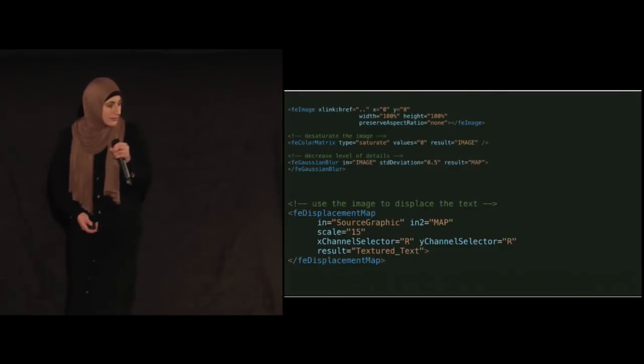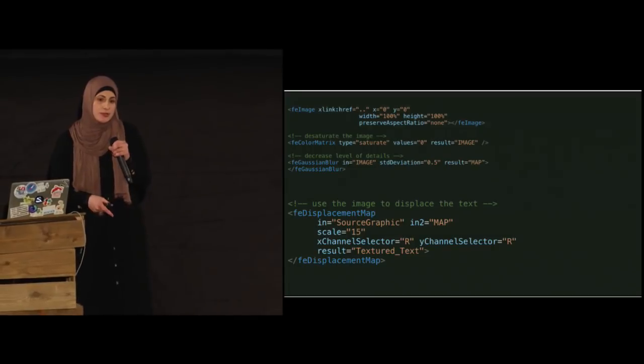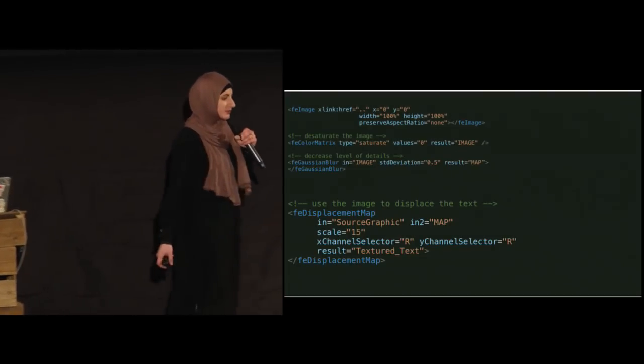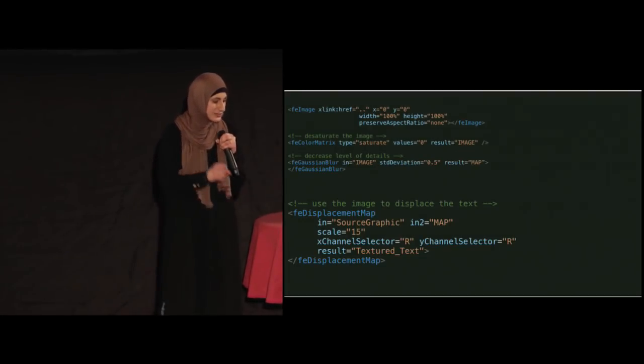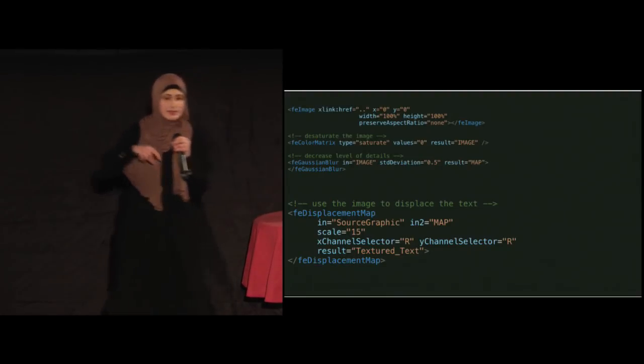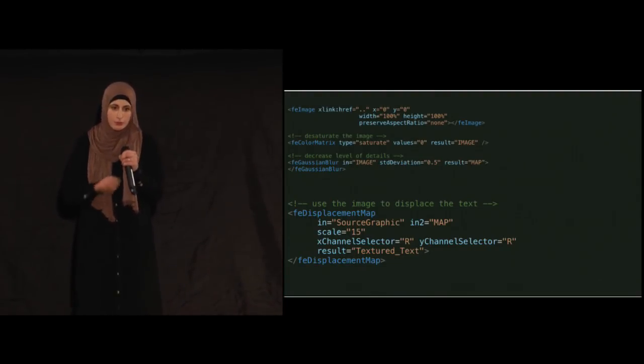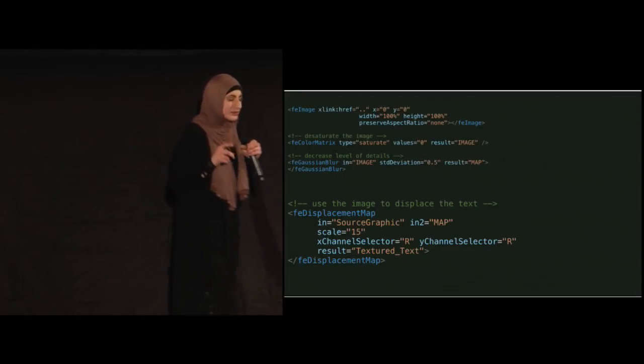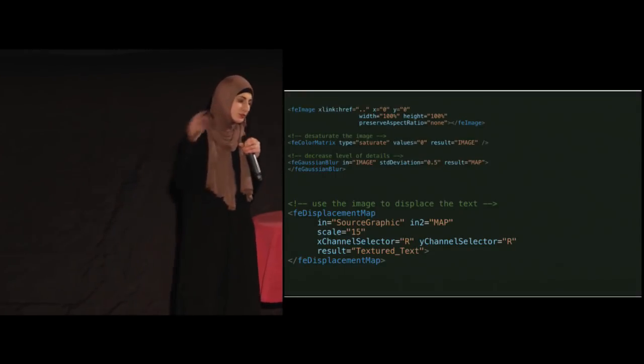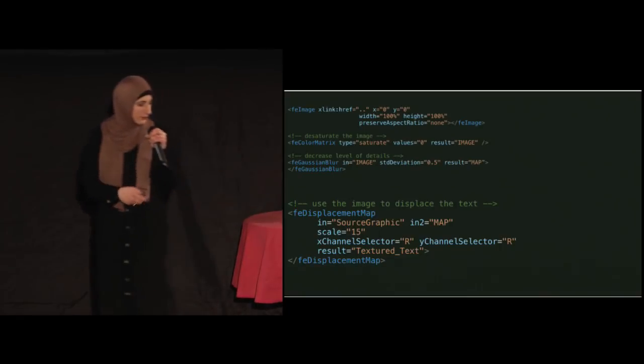Okay? Then you use that map as a displacement map to displace the text, which is our source graphic. So the displacement map takes in a source graphic, and then it takes the in2, it's called, you can only have in and in2, no in3, no in4. And the in2 is the map. So the map here is going to be used to displace the text in in.